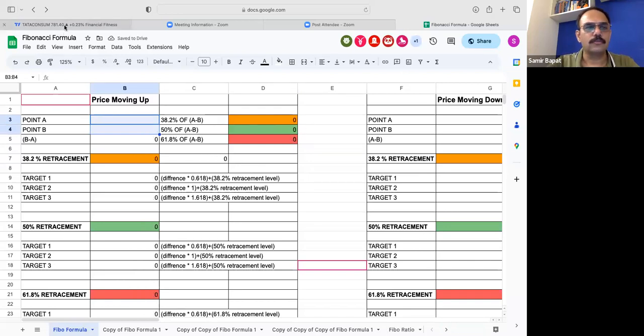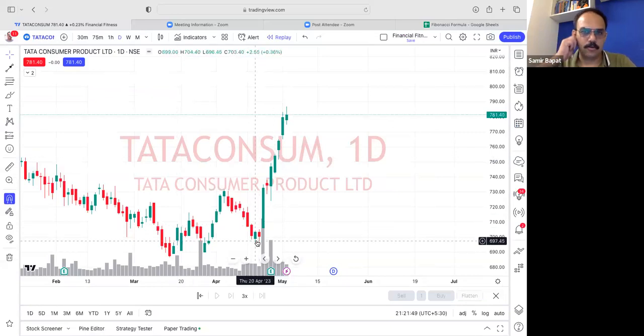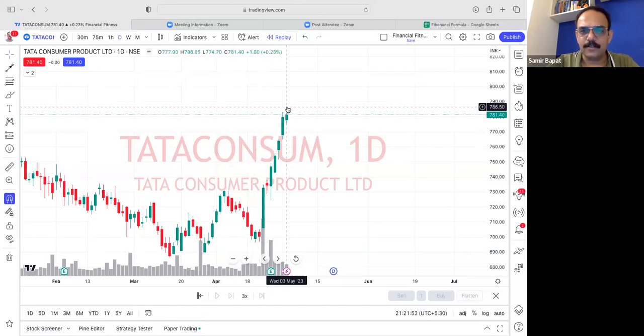Now, step number 1. You can see the trend going from here till here. It has been an uptrend from here to here. It's almost straight uptrend. Can I have a yes?